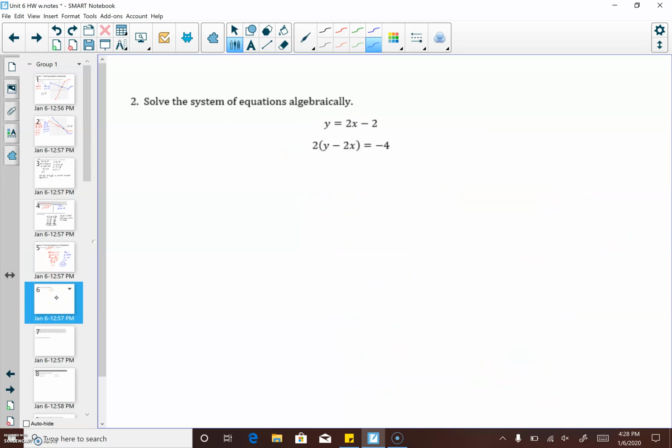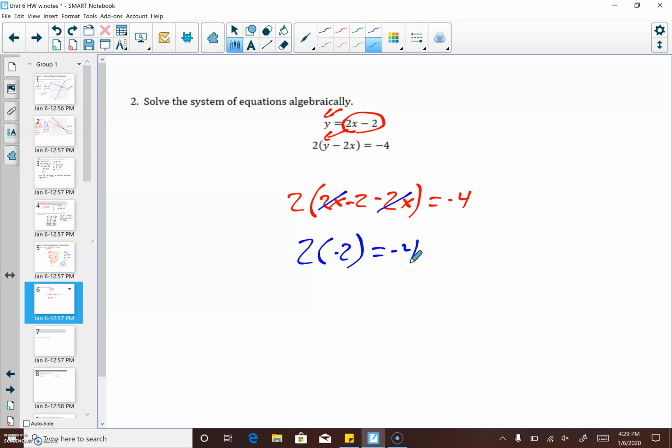Solve the system of equations algebraically. So same thing. We have an equation that says y equals. We're going to take what y is equal to and plug it in for y in the other equation. Sometimes you have to worry about using parentheses here, but because the y comes first, we're just able to plug it in. So 2(2x minus 2 minus 2x) equals 4. Now if I look at what I have here, I have 2x minus 2 minus 2x. My like terms here cancel out. So I end up with 2 times negative 2 equals negative 4, and I get negative 4 equals negative 4.